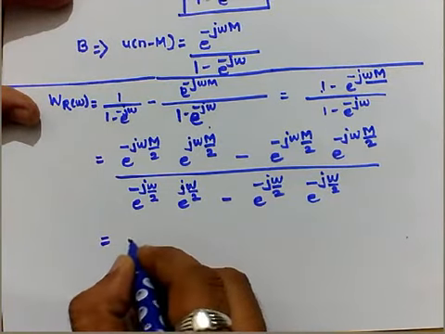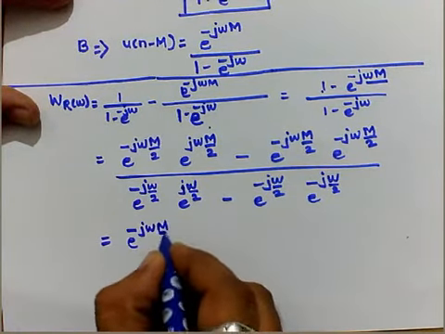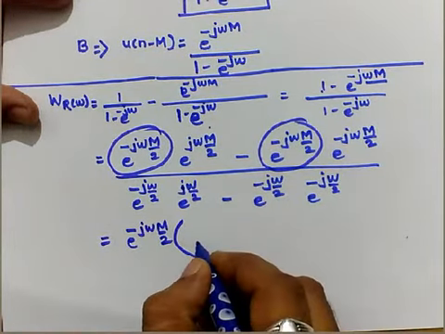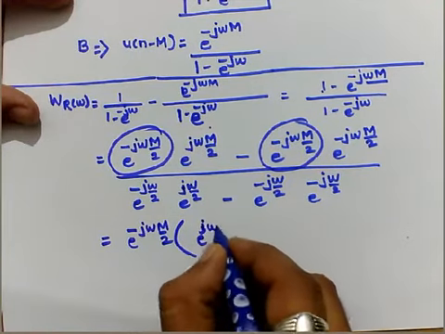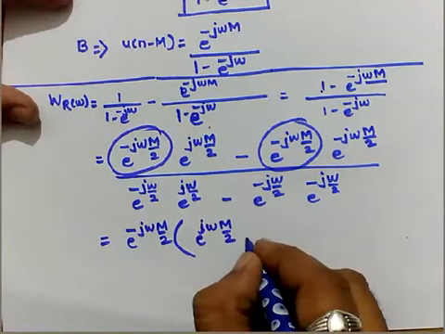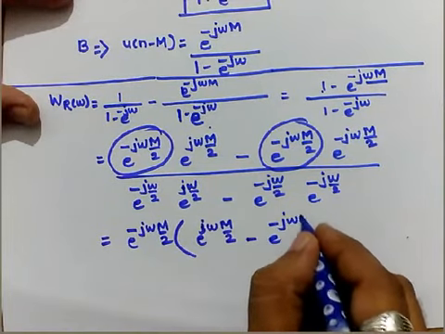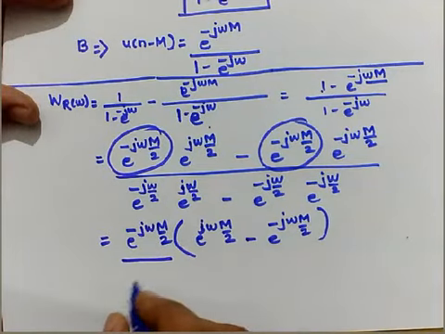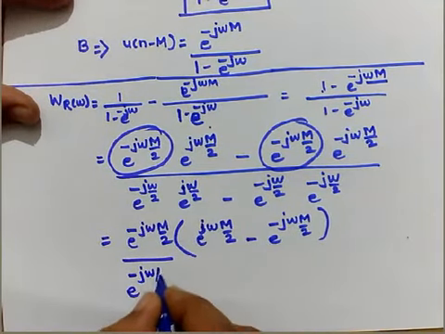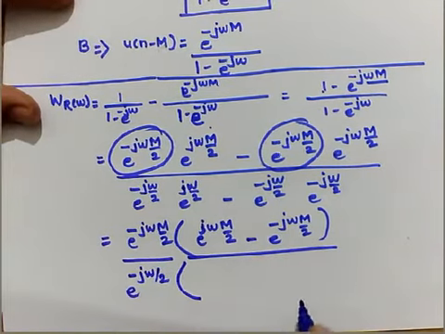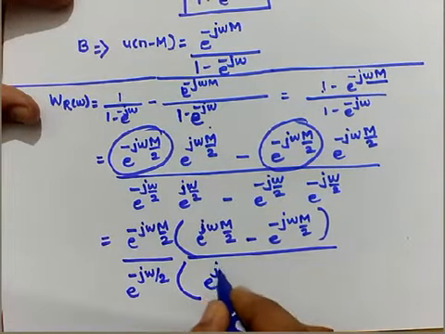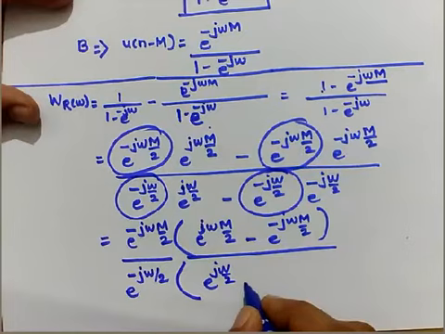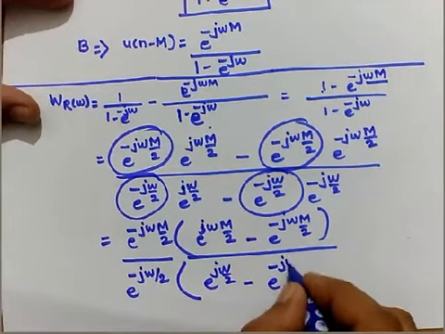So it will be e raised to minus j omega m by 2. After taking this common, in the bracket it will be e raised to j omega m by 2 minus e raised to minus j omega m by 2. At the denominator also, it will be e raised to minus j omega by 2, and this will be nothing but e raised to j omega by 2. This is the common term, minus e raised to minus j omega by 2.